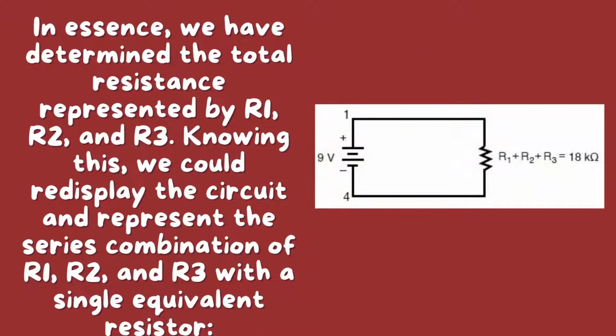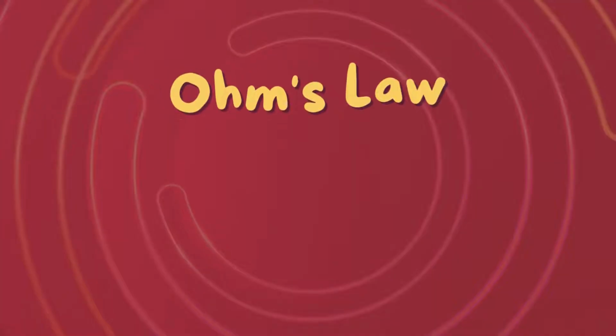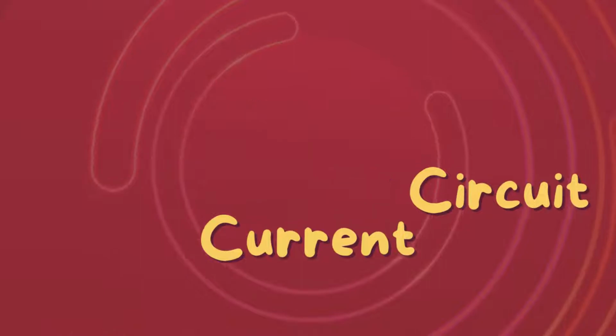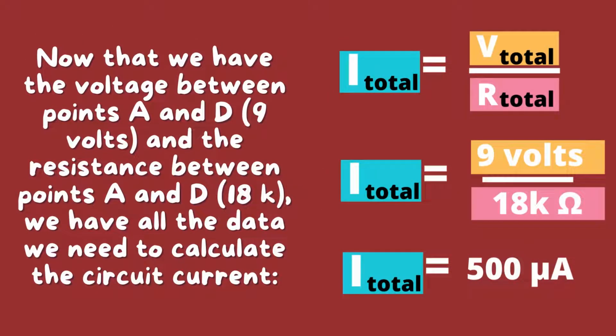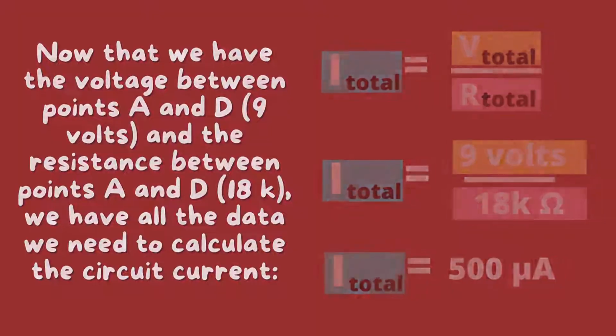In essence, we have determined the total resistance represented by R1, R2, and R3. Knowing this, we could redisplay the circuit and represent the series combination of R1, R2, and R3 with a single equivalent resistor. Ohm's law calculation of circuit current: now that we have the voltage between points A and D, 9 volts, and the resistance between points A and D, 18K, we have all the data we need to calculate the circuit current.